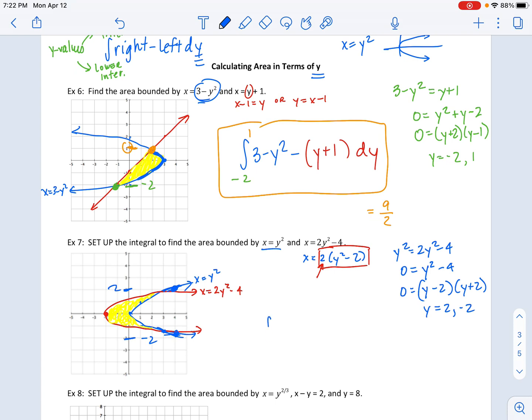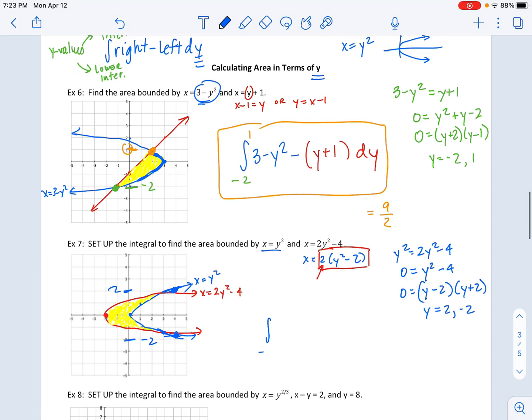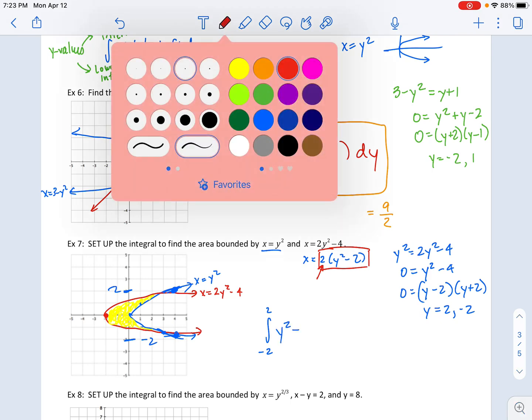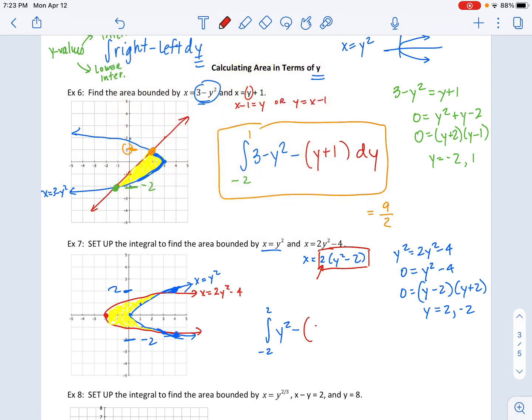So if I'm going to do this setup, and I'm going to do right minus left, I'm going to do -2 to 2, and I'm going to do the blue function minus, and then again in parentheses, the 2y squared minus 4. So if you miss those parentheses, you get this question wrong, right? And we don't want that to happen. So that's the case there for number 7.